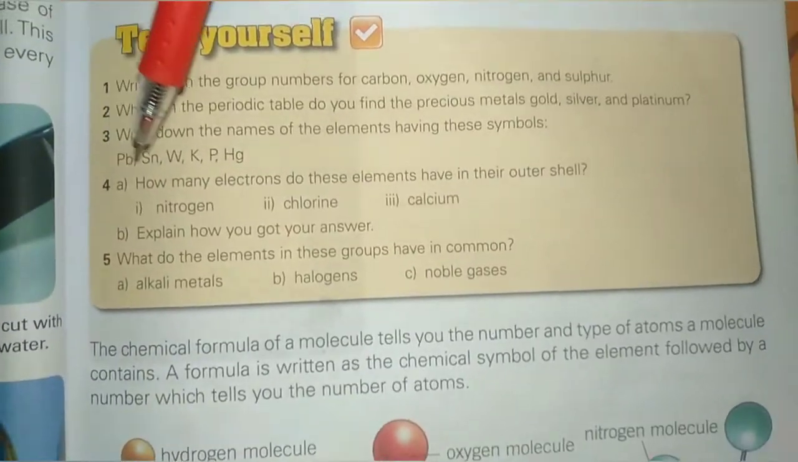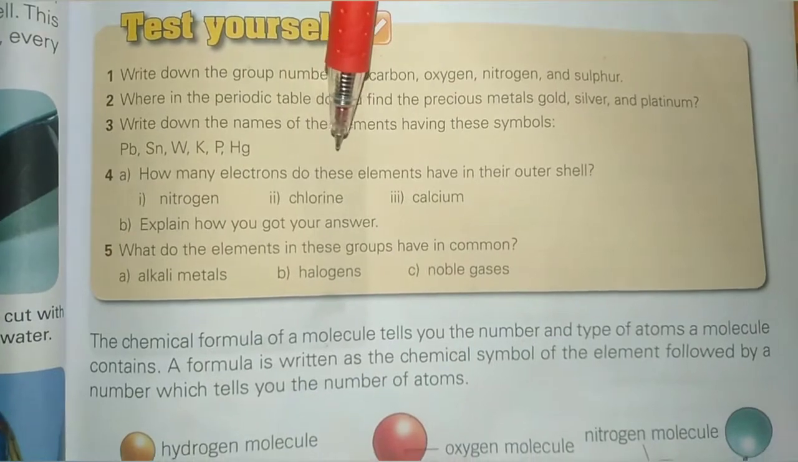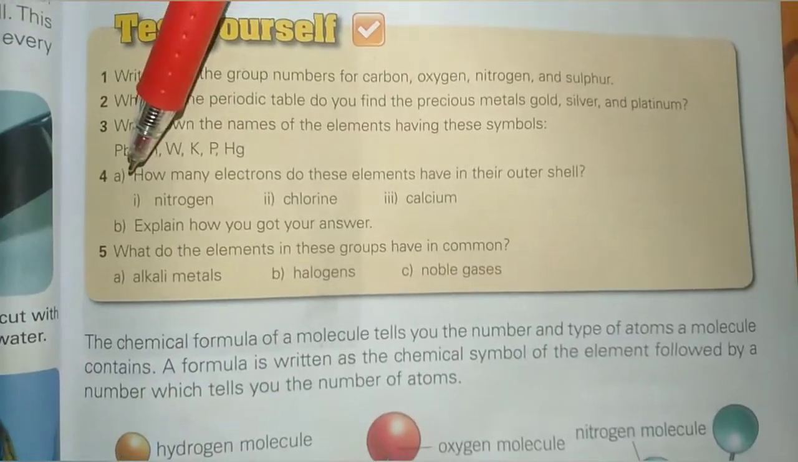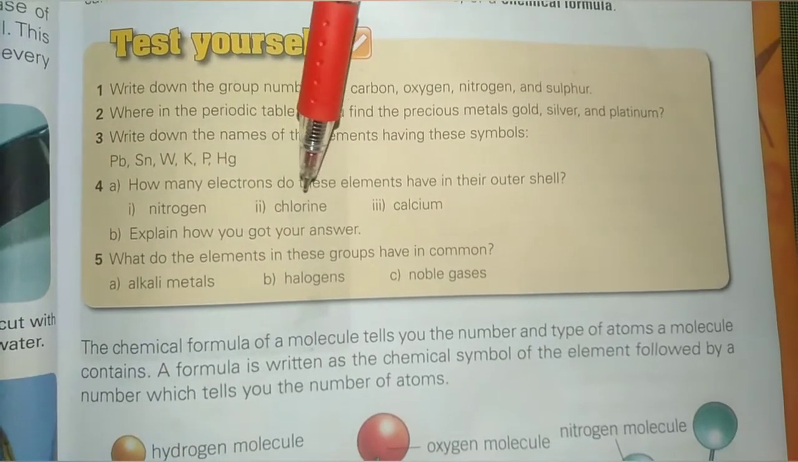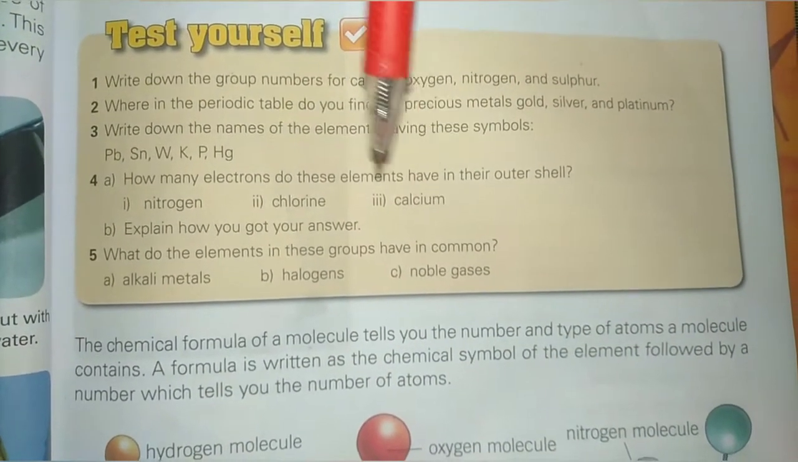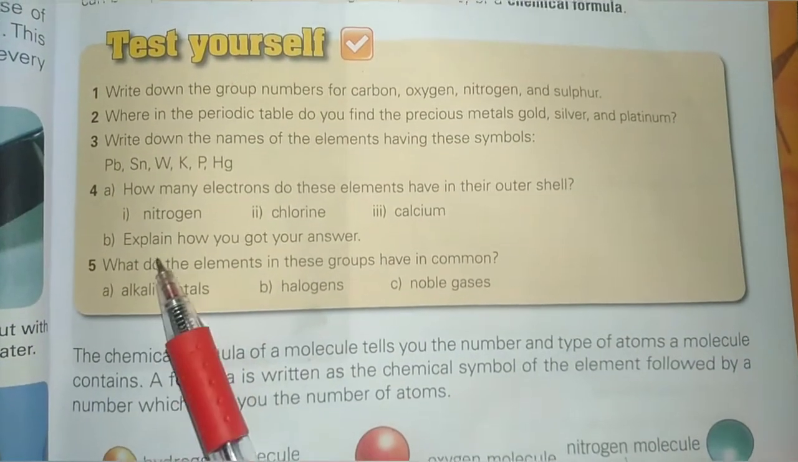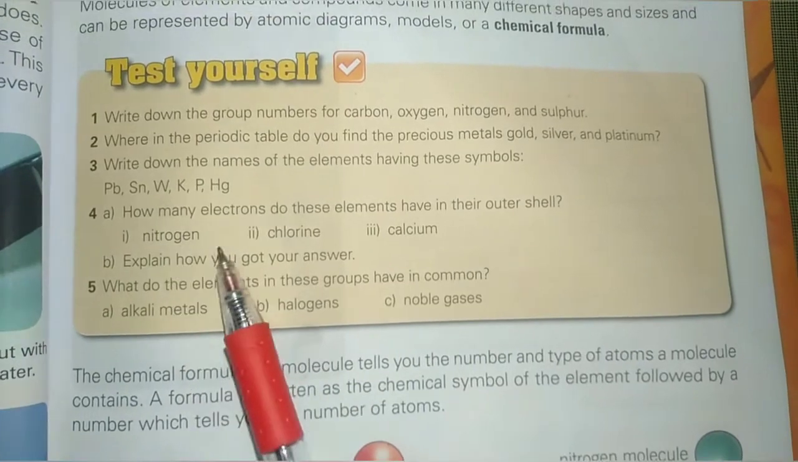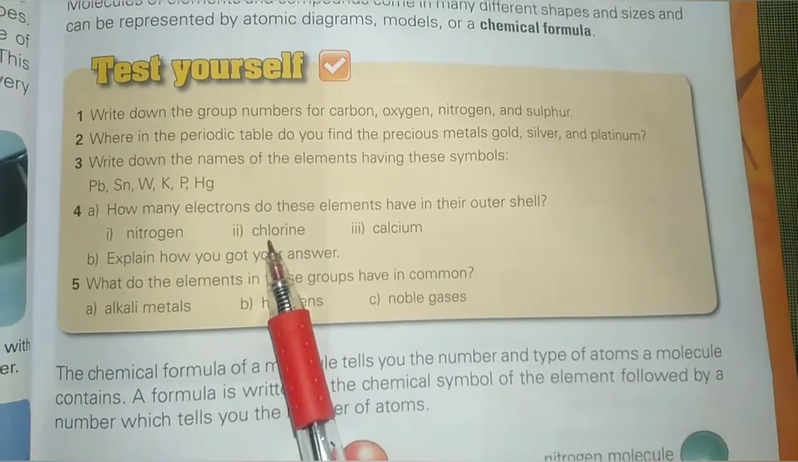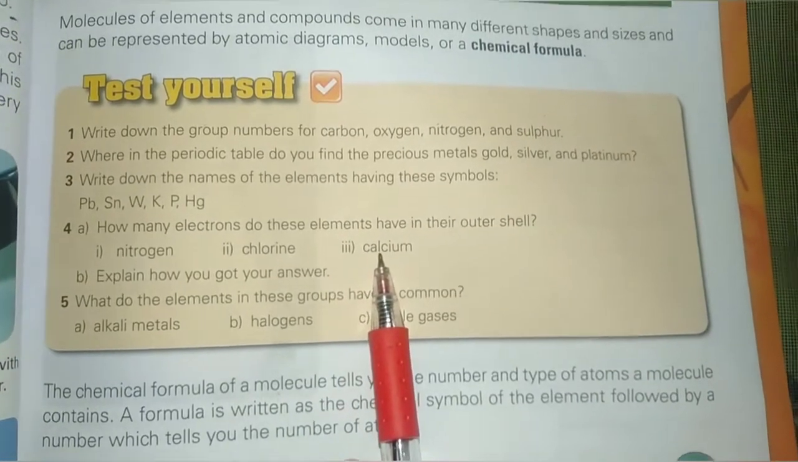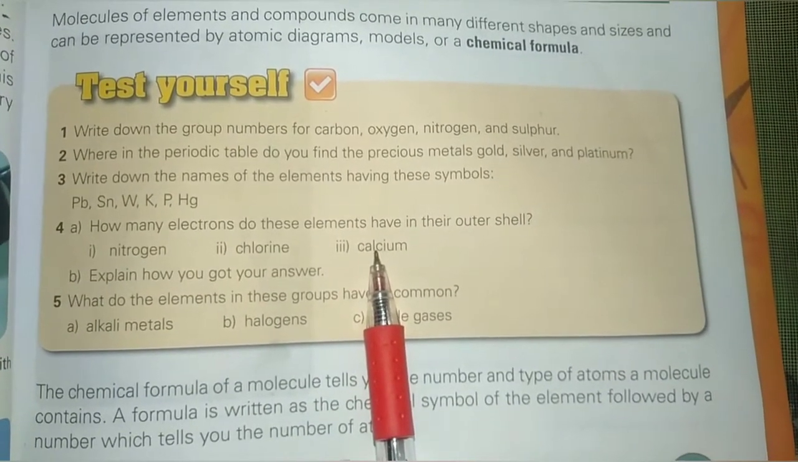Question number 4a. How many electrons do these elements have in their outer shell? Number 1 nitrogen, number 2 chlorine, number 3 calcium. There are 5 electrons in the outermost shell of nitrogen, 7 electrons in the outermost shell of chlorine, and 2 electrons in the outermost shell of calcium.